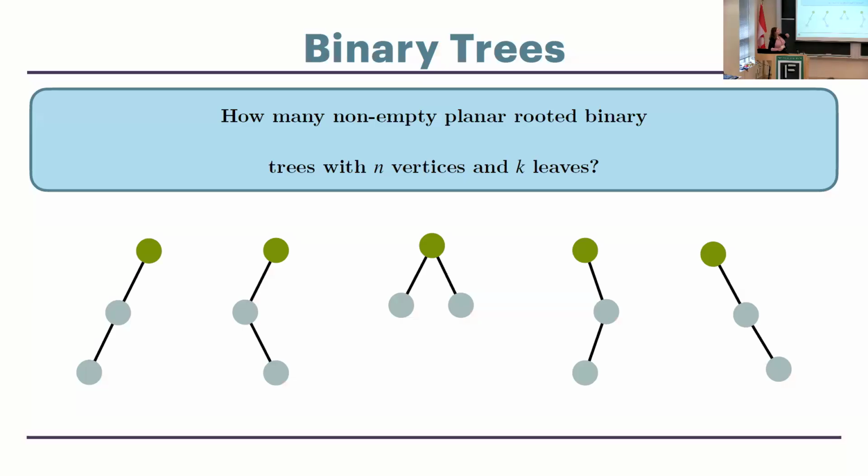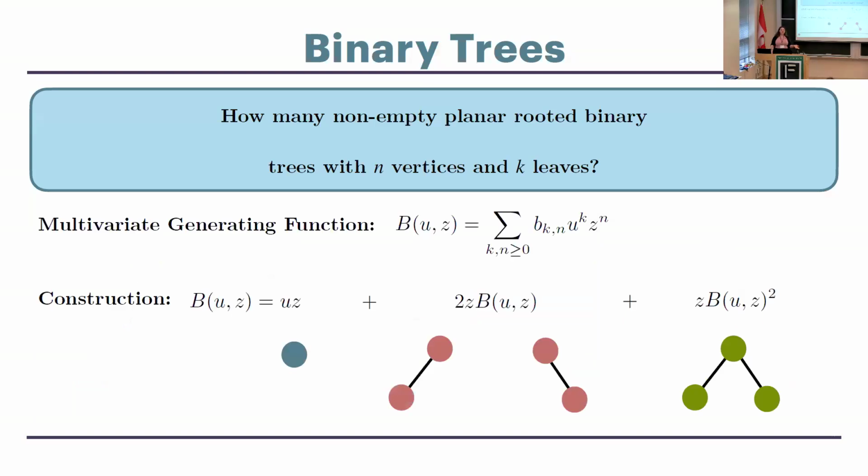Here's an example question. We have binary trees. How many non-empty planar rooted binary trees are there with n vertices and k leaves? Here I have some non-empty planar rooted binary trees with 3 vertices. 4 of them have 1 leaf. 1 of them has 2 leaves. And in order to do this, we take a look at the multivariate generating function.